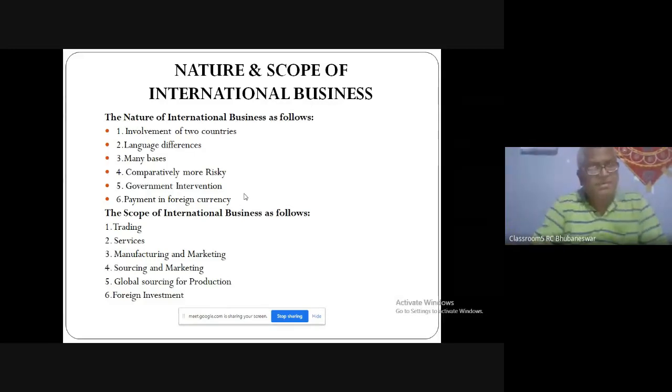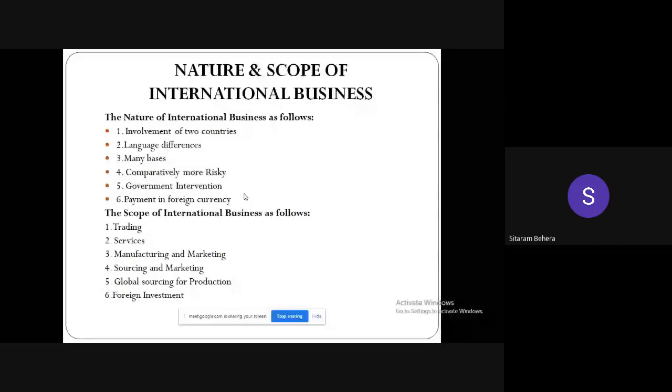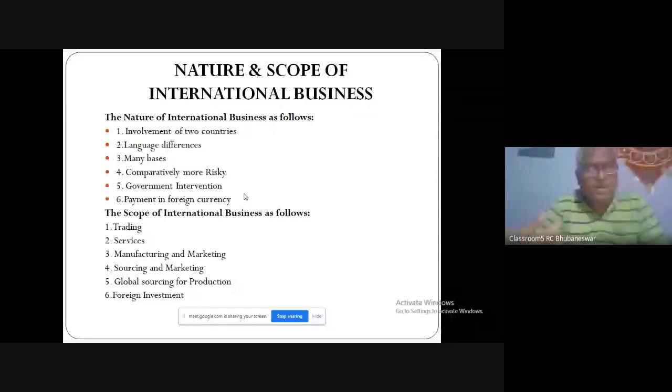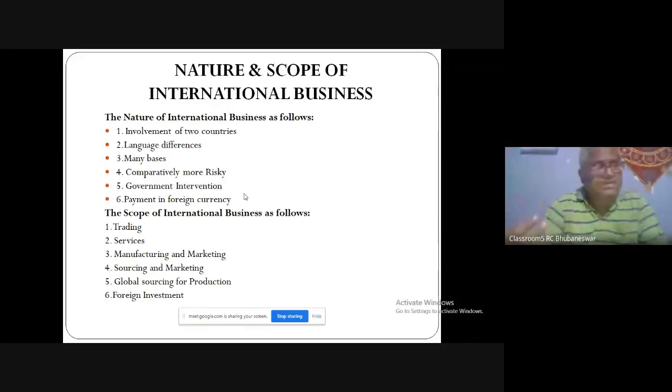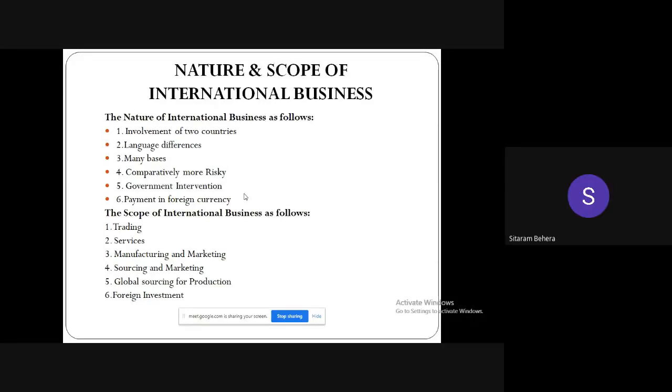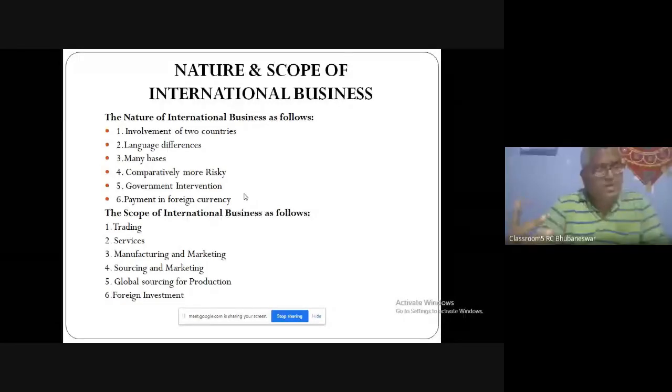Another one is sourcing. What is sourcing? It means global sourcing for production. Through international business, the source of raw material, or the cost of production, may be minimal.